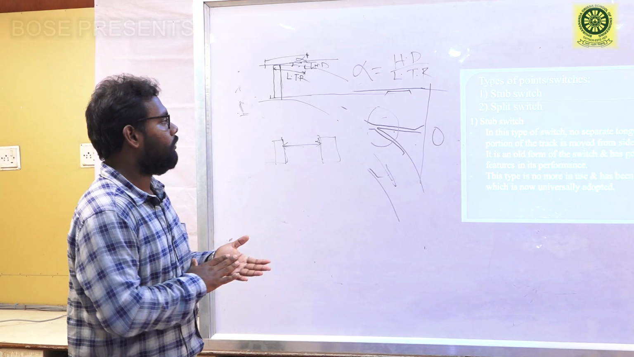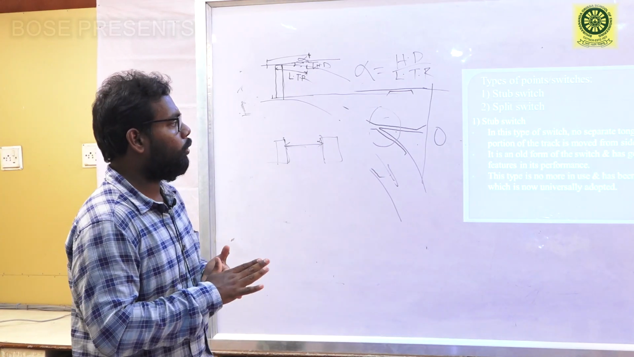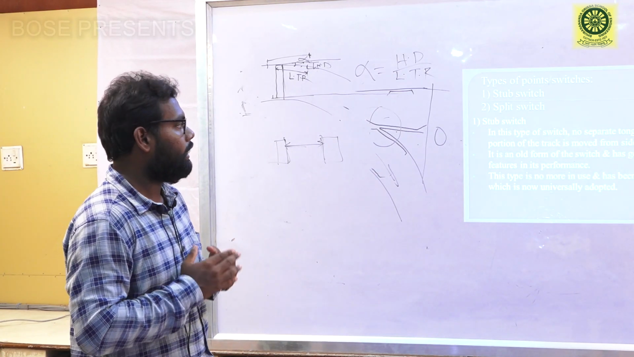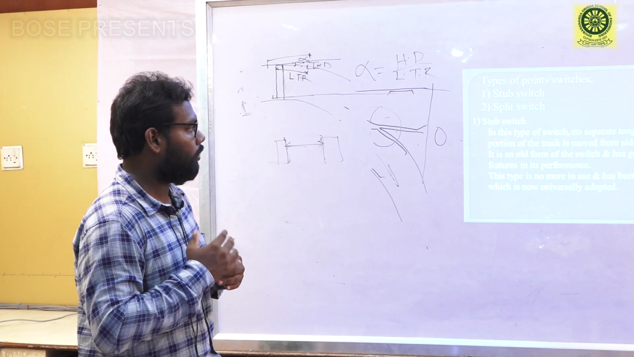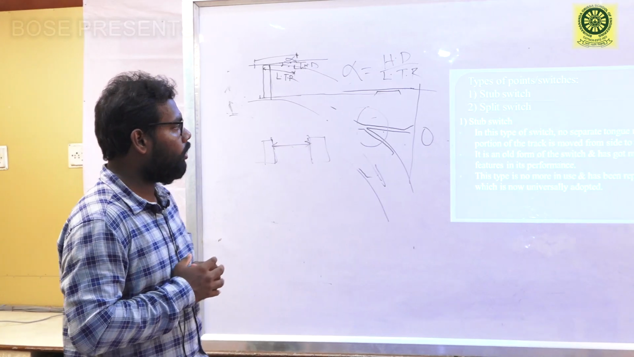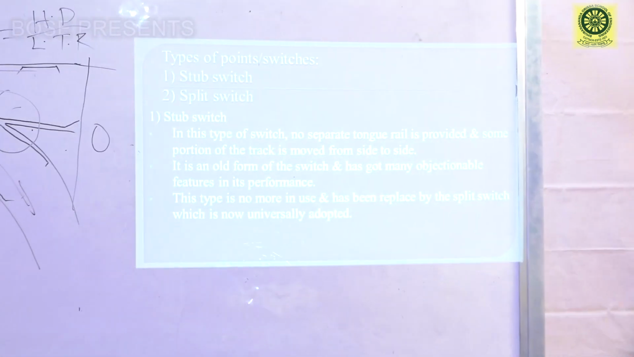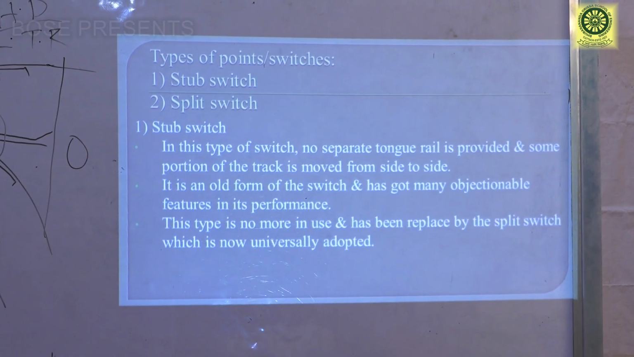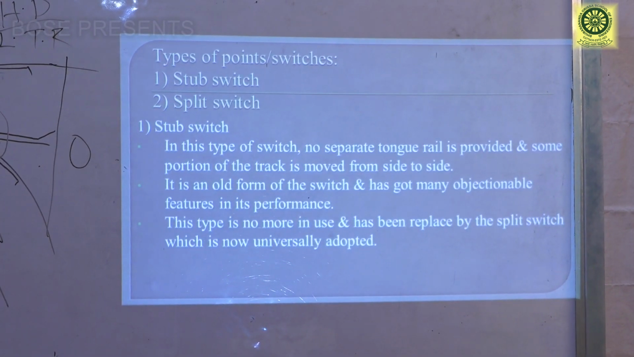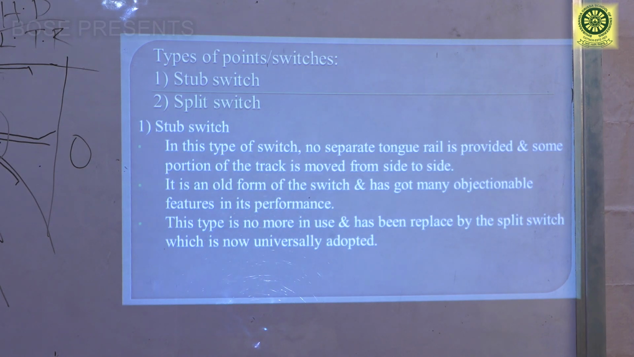Look at the slide now. In this type of switch, no separate tongue rail is provided and some portion of track is moved from side to side. It is an old form of switch and has got many objectionable features in its performance. This type is no more in use and has been replaced by the split switch, which is now universally adopted. Okay, nowadays we just use split type of switch. The stop switch are not used nowadays.